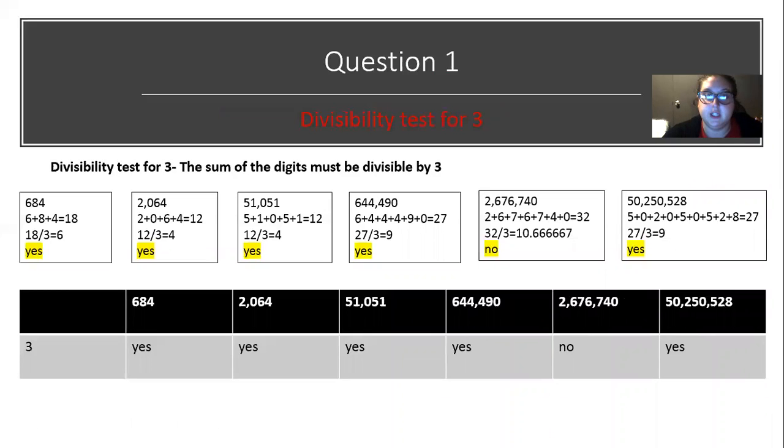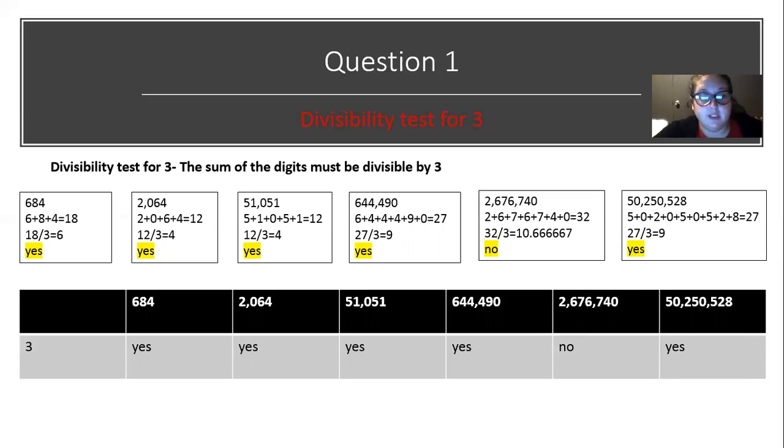Alright, so now we're going to look at the divisibility test for 3. The requirement for this is that the sum of the digits must be divisible by 3. What that means is that you're going to add up every digit in the number, and that sum should be divisible by 3. So in the first section, we've got 684. So 6 plus 8 plus 4 is 18, and 18 divided by 3 is 6. So the answer to that one is going to be yes.